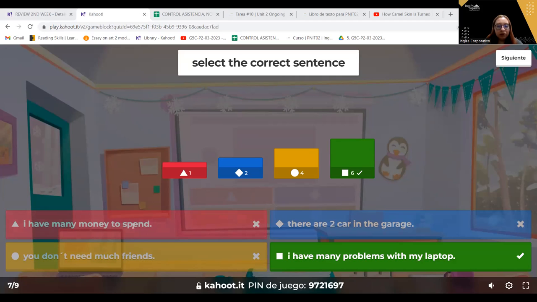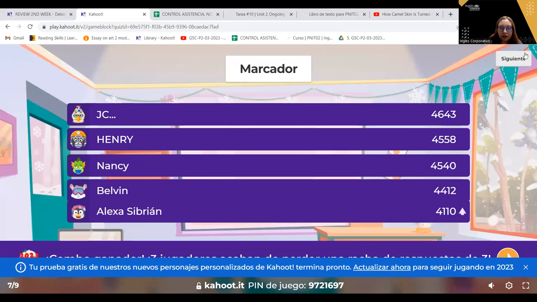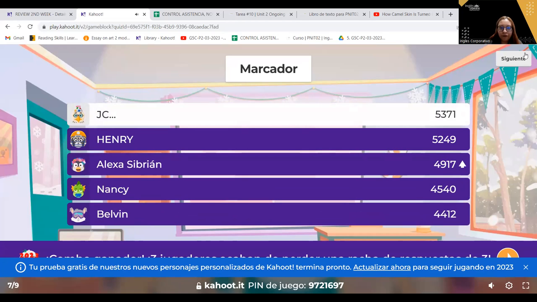Número dos. There are two cars in the garage. Exactly. Number three. You don't need much friends. Much is uncountable, pero friends is countable. Entonces, por defecto me quedaba I have many problems with my laptop. Many es contable, problems es contable. Perfect. Let's continue.